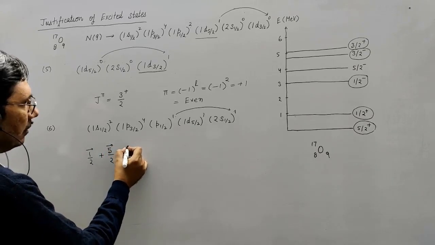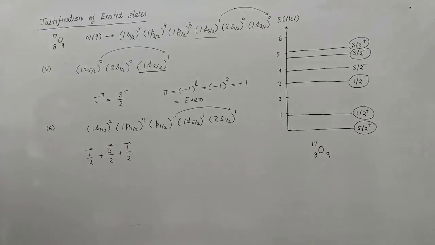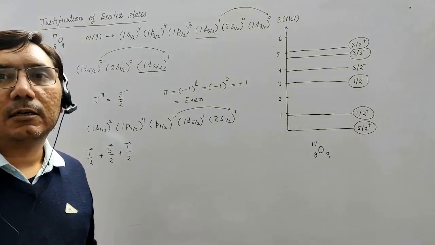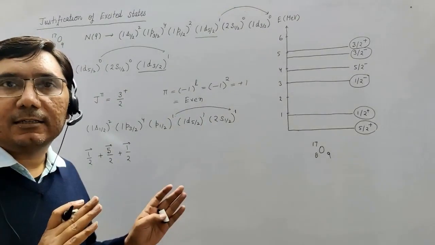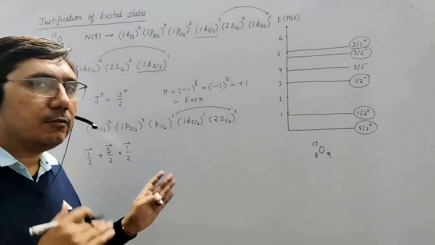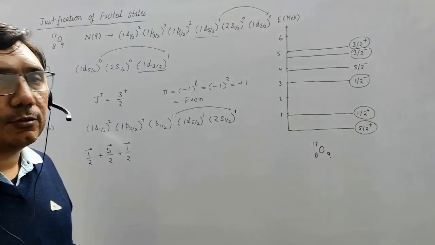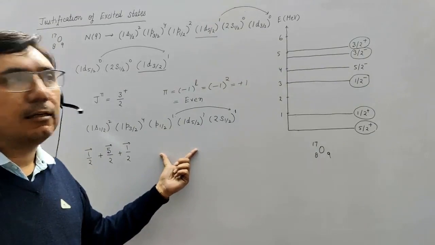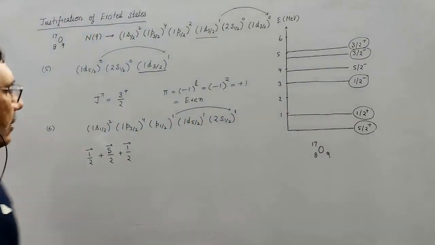And this will be 1 by 2. So these three neutrons, which are not equivalent. You have to remember, these are not equivalent neutrons. They participate, they combine together and form this 5 by 2 minus state.